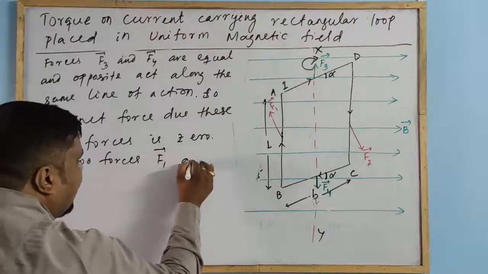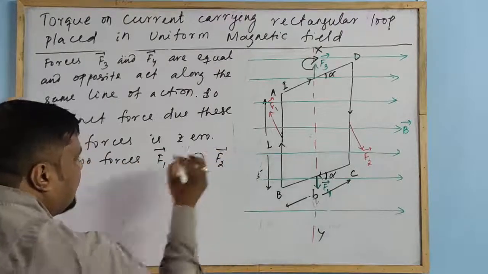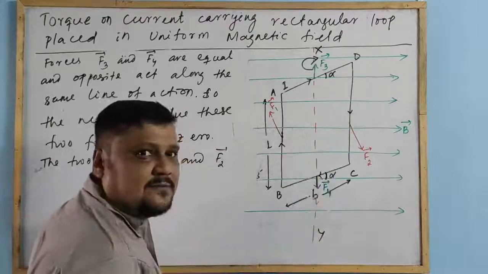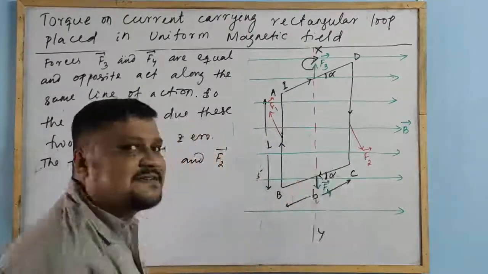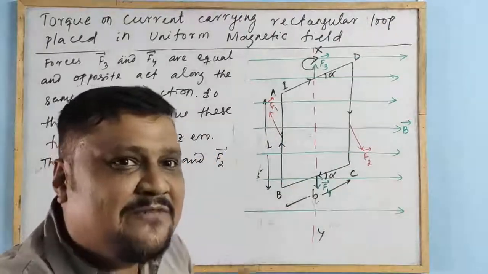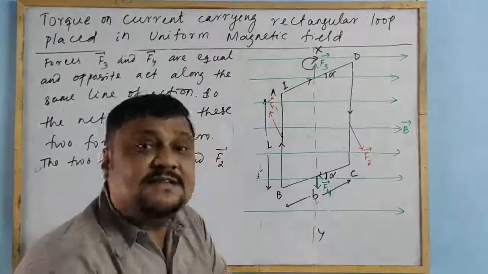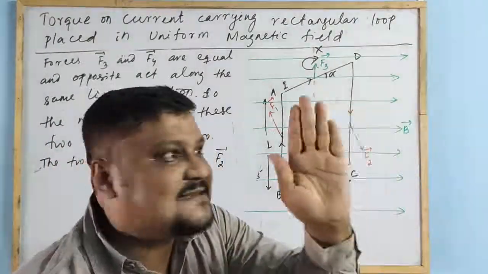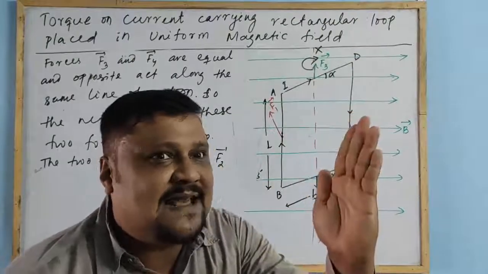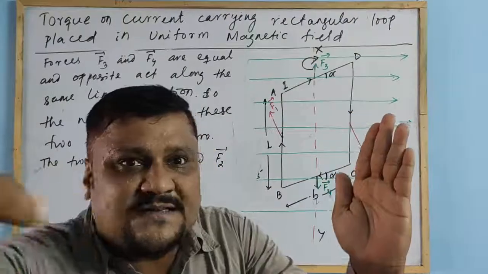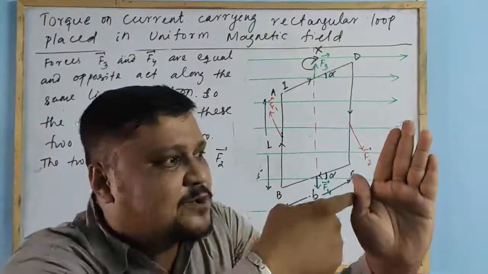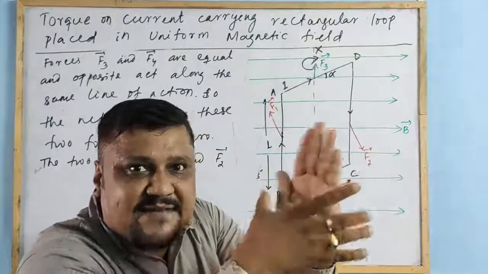F1 and F2 are not in the same line of action. Why are they not in the same line of action? The loop is not placed like this, the loop is placed like this. So one force is along this, it starts here, and another force is here. So they are not in the same line of action.